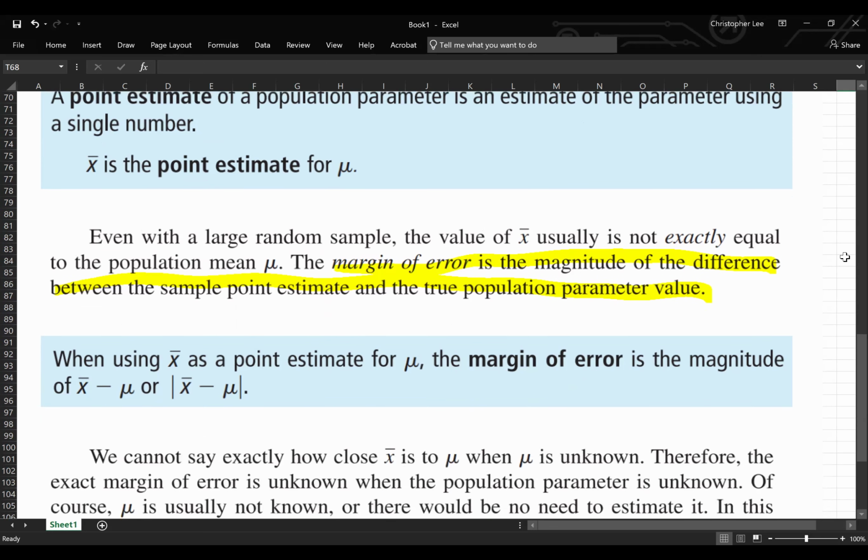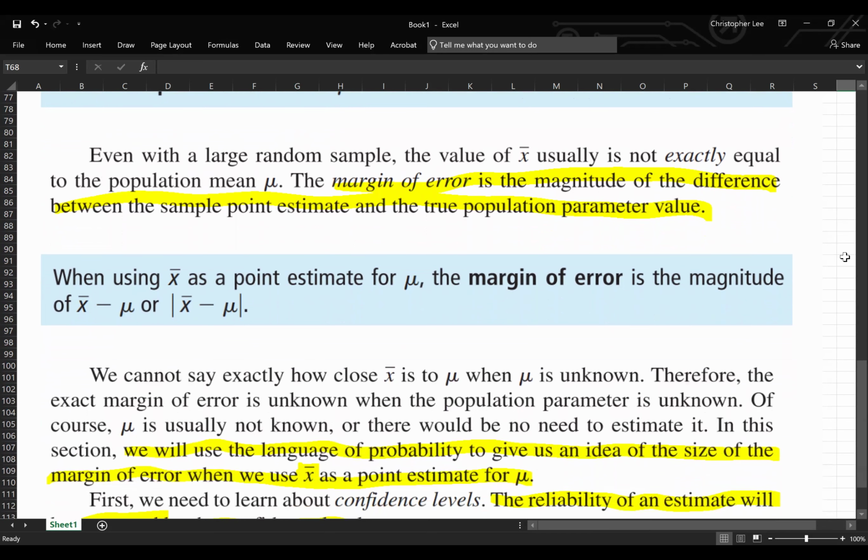So we cannot say exactly how close the sample mean is to the population mean when the population mean is unknown. Therefore, the exact margin of error is unknown when the population parameter is unknown. Of course, the population mean is usually not known, or there would be no need to estimate it. In this section, we will use the language of probability to give us an idea of the size of the margin of error when we use the sample mean as a point estimate for the population mean.